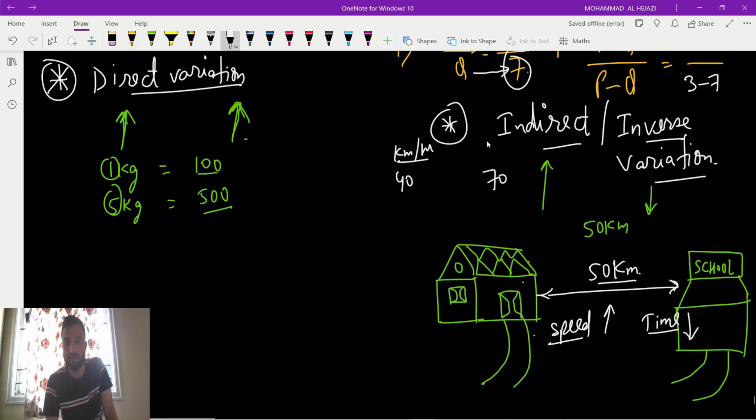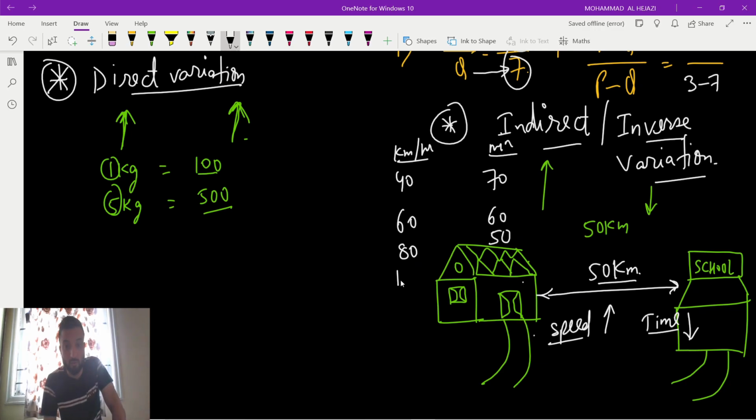Okay, you are reaching in 70 minutes. Suppose from 40 you increase your speed to 60, what will happen? Obviously the minutes will reduce, it will take around 60 or 50 minutes, right? If you increase the speed to 80, it will reduce to 50 or 55, right? So what is happening? You are increasing the speed and the time is decreasing. So this is the indirect variation.